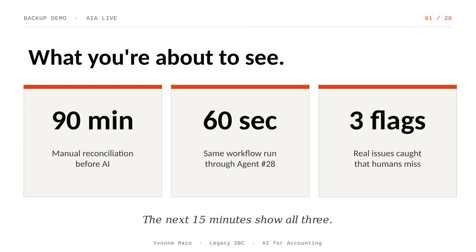Three numbers to hold on to. 90 minutes. That's the average bookkeeper's manual reconciliation time per client. 60 seconds. That's Agent 28 doing the same work. Three flags. Those are real issues the agent catches that sometimes humans miss. The next 12 minutes show you all three.